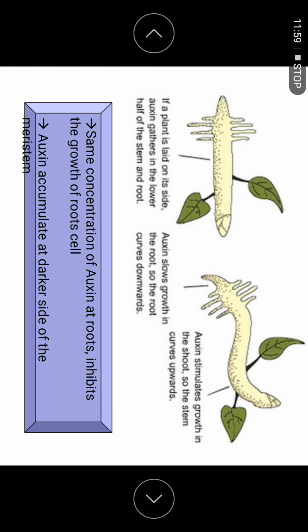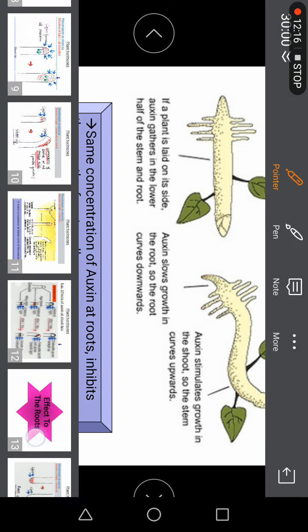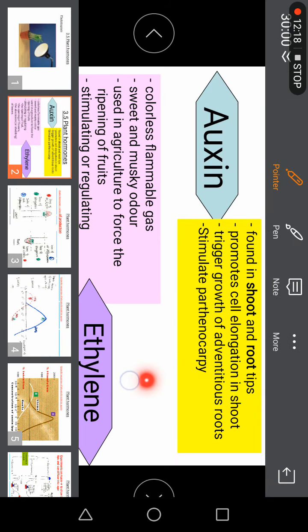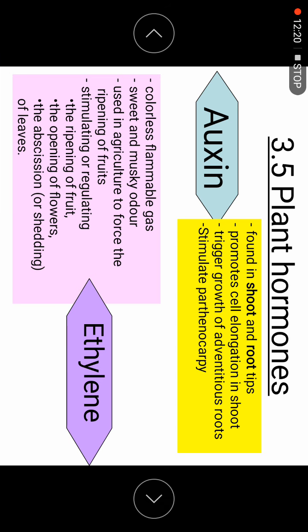There are two hormones in plants: one is auxin, another one is ethylene. Ethylene is in gas form, so we will not explain too much on that, because it is a gas and actually very hard to do experiments with, so we can only show that it is doing something to the plant. Ethylene will help in the ripening of the fruits.